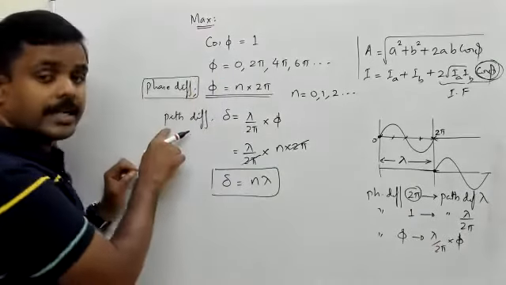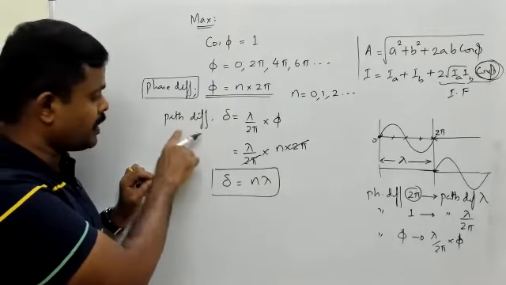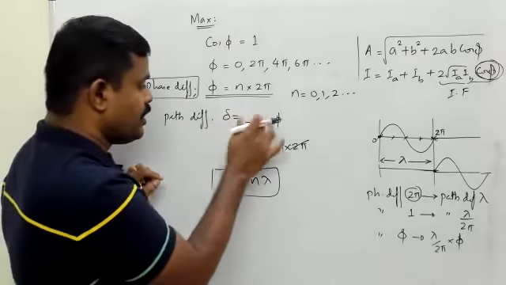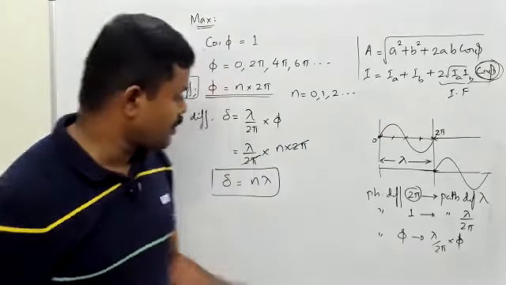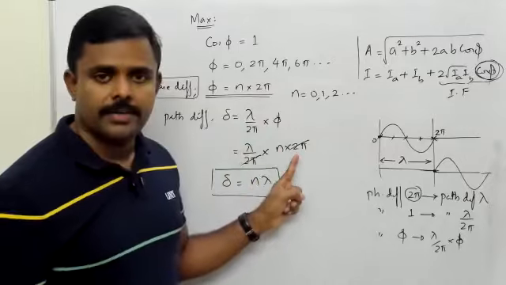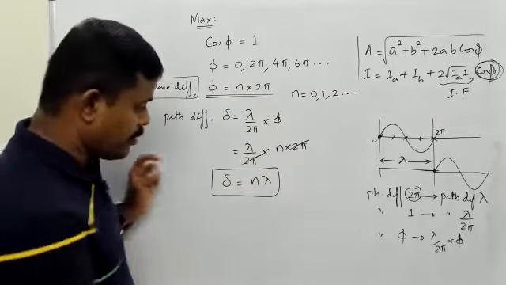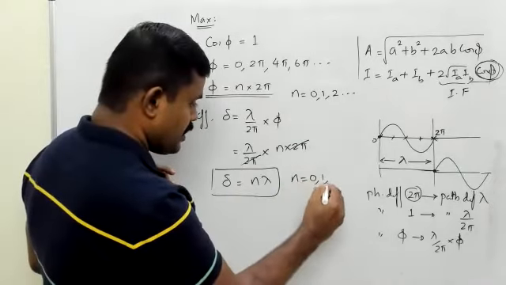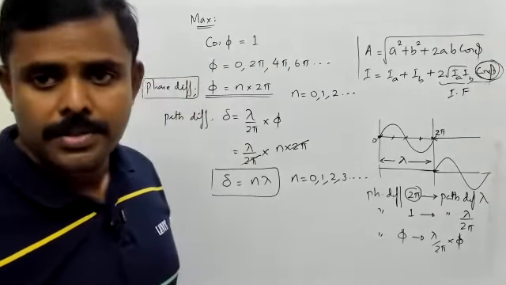So I can get the condition for maximum in terms of path difference. Path difference, written as delta, is lambda by 2 pi into phi. Phi is n into 2 pi, so 2 pi gets cut. You get n lambda, where n can take which all values? 0, 1, 2, 3, etc. Understood this?